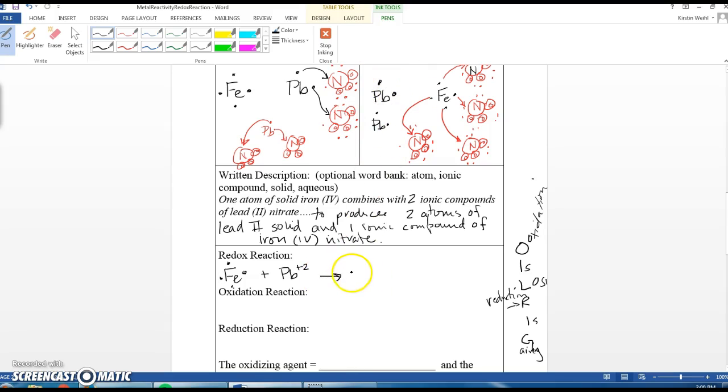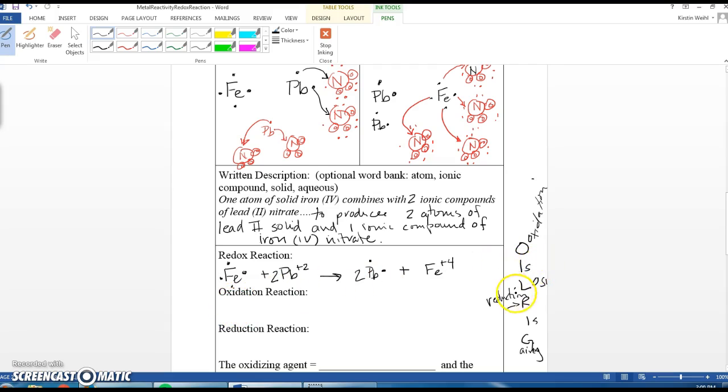Then looking at this picture, I should put a 2 here if you want to balance it. It looks like I have 2 leads. That's a +2. This lead now no longer has lost its electrons. It has gained them, so it is back to being a neutral atom. And we show that by drawing those electrons. And iron, on the other hand, has lost all 4 of its electrons, so it has a +4 charge, because remember, electrons have a negative charge.